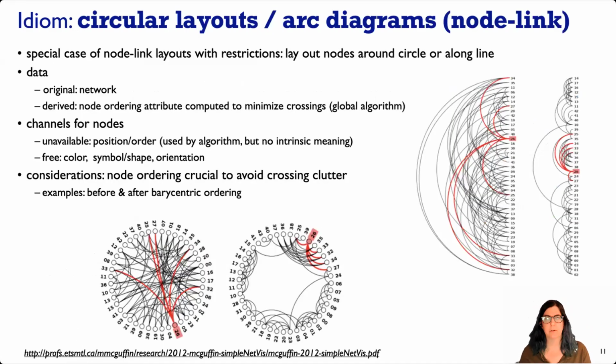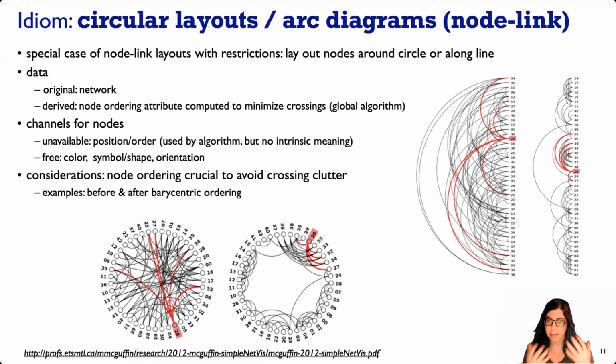What are some other things we could do? Well, we could do circular layouts or arc diagrams. And think of this as a special case of node link diagrams where there's restrictions. So you could lay out the nodes around a circle or along a line. So we have that original data, the network, but we also are going to derive an attribute that we're going to use for ordering the nodes.